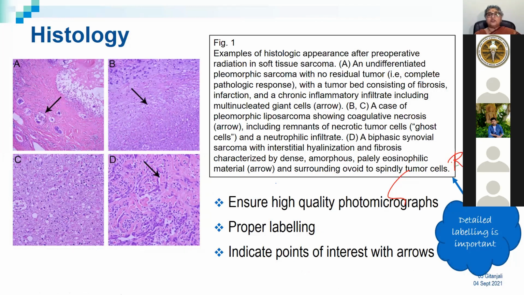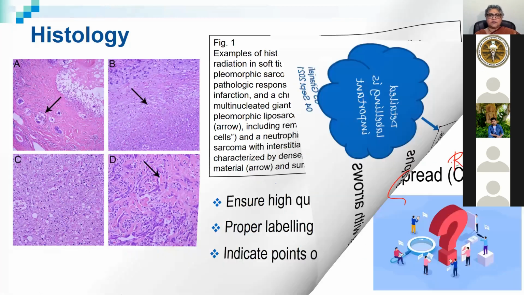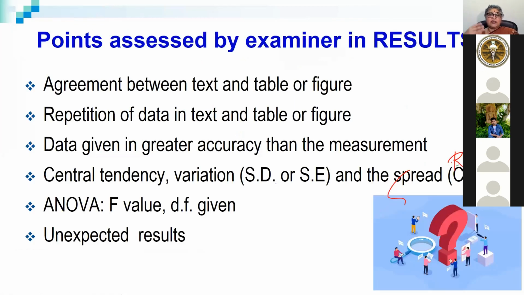And you might need to also tell what the magnification is. So what are the points assessed by the examiner in the results? Examiner will see whether there is agreement between the text, table and figure. So if your text says I am having 215 participants, and in your table, when he adds up, he finds that you are having some 240, he will catch you.